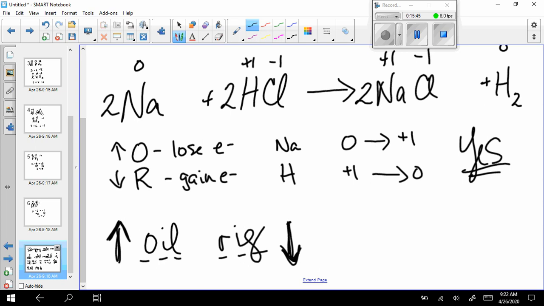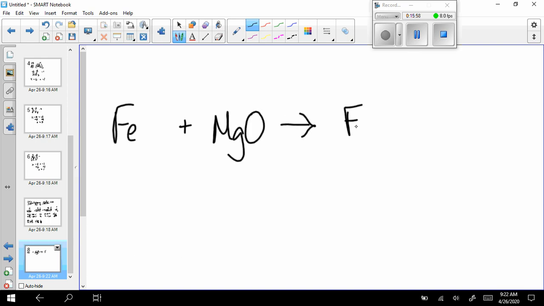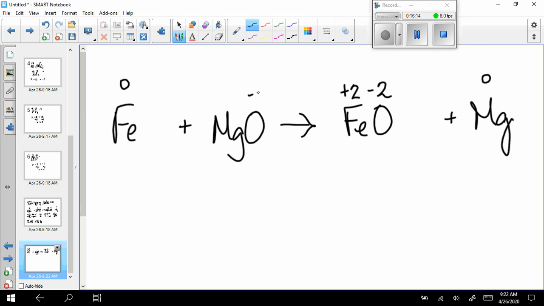So now I want to show you another reaction, and let's say I have Fe plus MgO, and I form FeO. This was a +2 and this is a -2, and then Mg is all by itself. And I want to see if it's redox, so I assign oxidation numbers. You're alone, so you're a 0. You're alone, so you're a 0. O is a -2 and Mg is a +2.